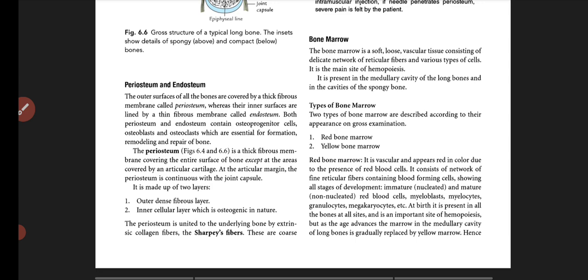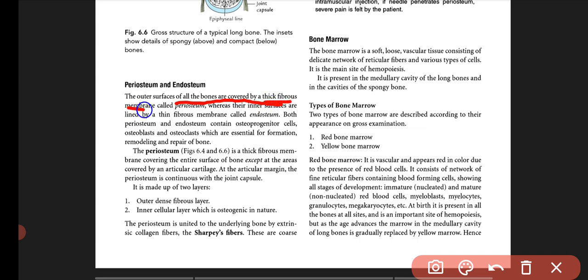Okay, the outer surface, here see, the outer surface of all the bones is covered by a thick fibrous membrane called the periosteum, whereas the inner surface is lined by a thin membrane called the endosteum. The outer surface is thick, the inner surface is thin. The outer surface is a fibrous membrane, the inner surface is also a thin fibrous membrane, but the outer portion is known as the periosteum, the inner portion is known as the endosteum.